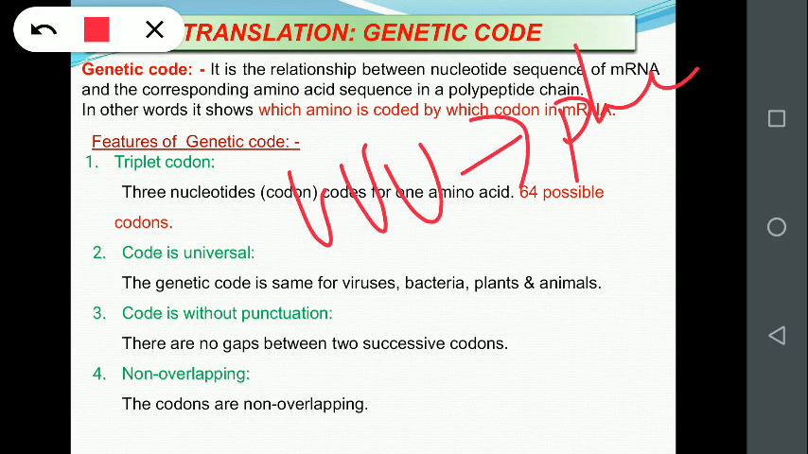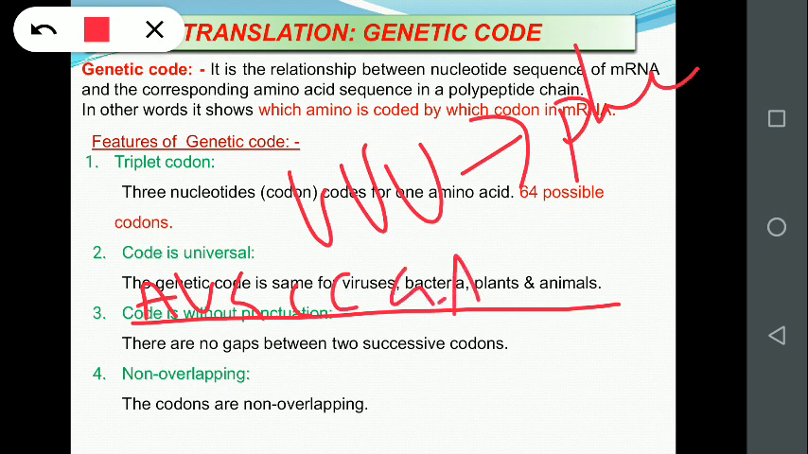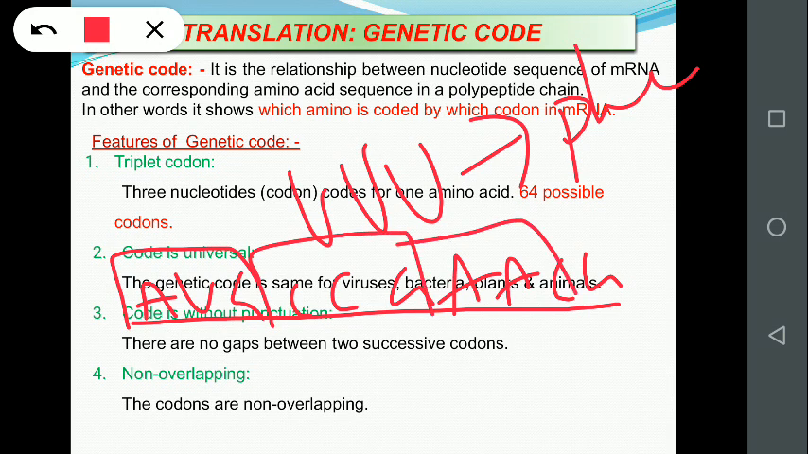And the third one is that the code is without punctuation. That means if you take an mRNA molecule with a sequence such as A U G C C G A A C, we take each three nucleotides as a single codon: codon 1, codon 2, codon 3, and so on. So here the code is without punctuation.